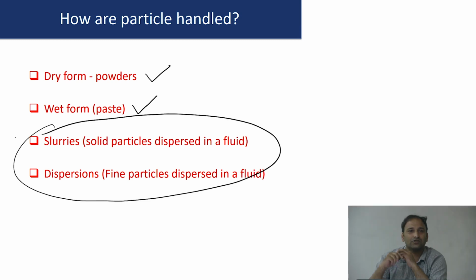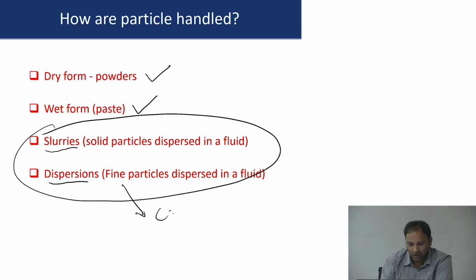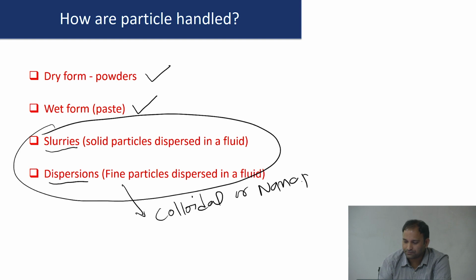Okay, you will come across something called slurries, which is basically dispersion of solid particles in a fluid. Only thing is when the particle size is coarse, okay, larger sized particles, maybe tens of microns or several millimeter sized objects in a fluid, that's when you think about slurries. You also have something called dispersions, which typically refers to fine particles dispersed in the fluid. Okay, more of buzzwords, you can think about something called colloidal or nanoparticle dispersions. Okay, that's okay.